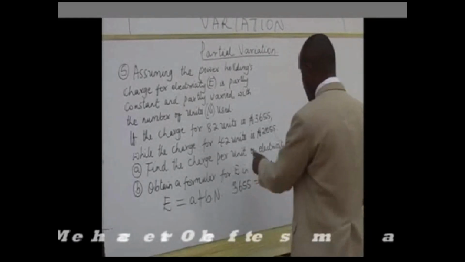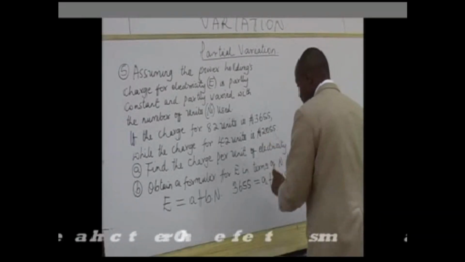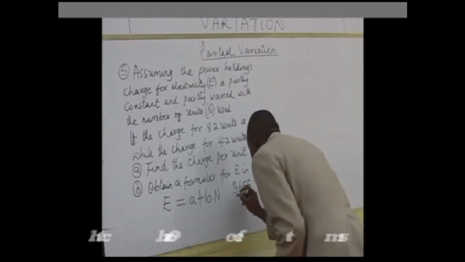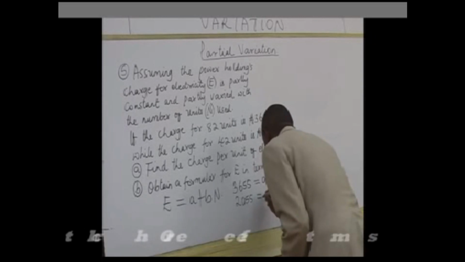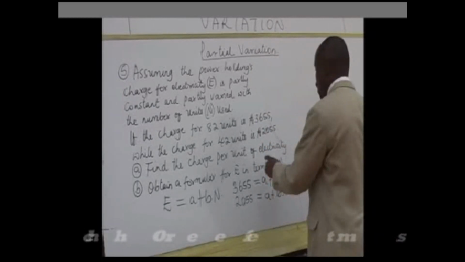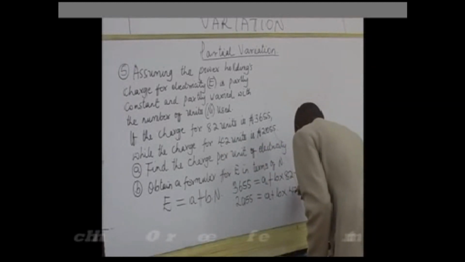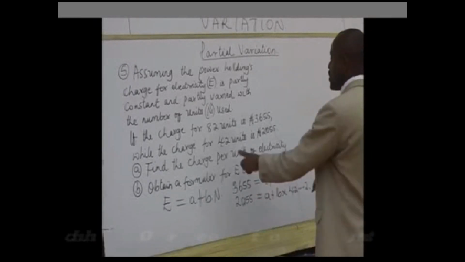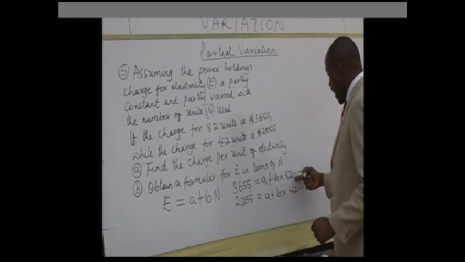Equation 2 is going to be the charge, which is 2,055 naira. Use it to replace E. So you are going to have 2,055 naira is now equal to A plus B times the number of units attached to it, which is 42 units, sorry. So this is equation 2. Equation 1 and equation 2.